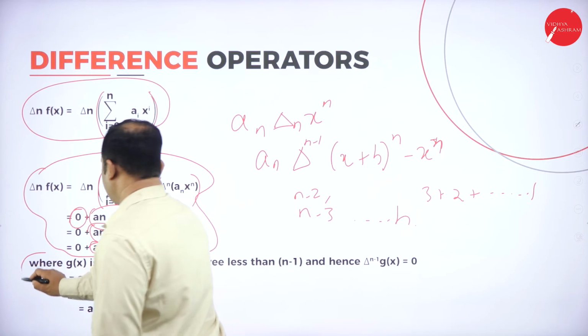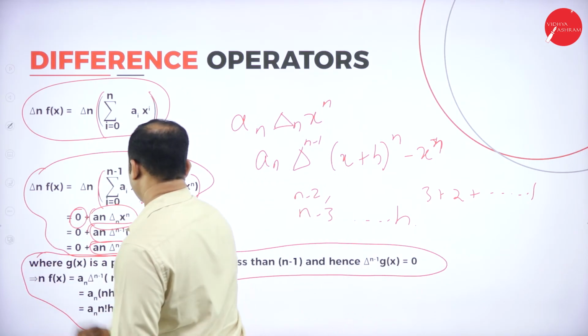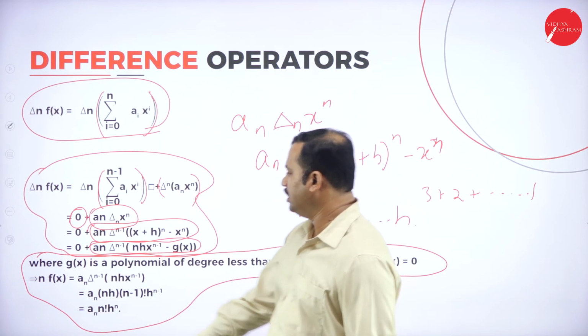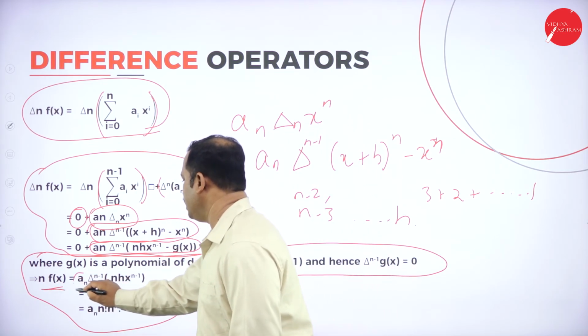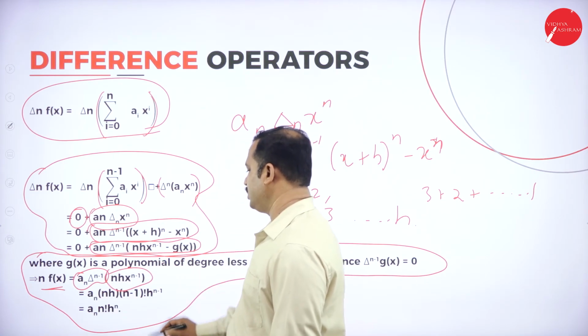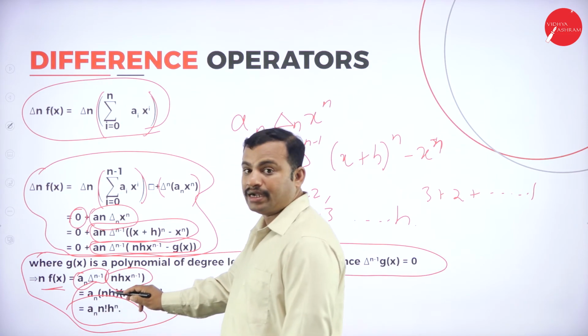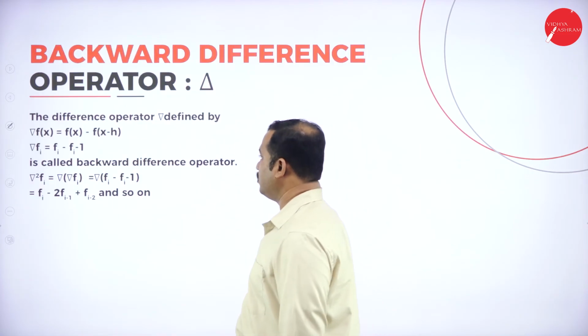So this is how we are going to calculate, where g of x is a polynomial of degree less than n minus 1. So if that is the case, delta to the power n of f of x is equal to a_n delta to the power n minus 1 into n into h x to the power n minus 1. If I further simplify this, this leads to the value n factorial into h to the power n. This is the value we are going to get.